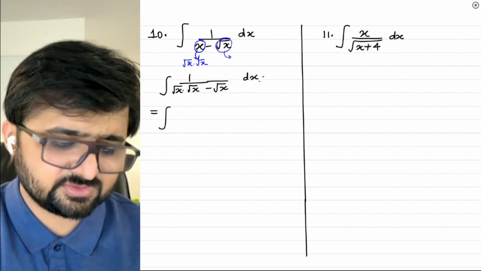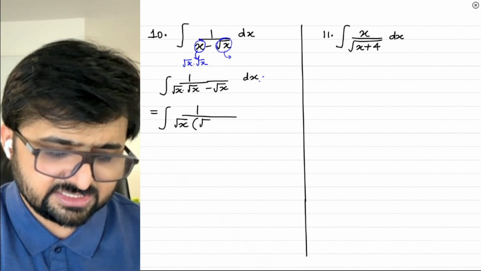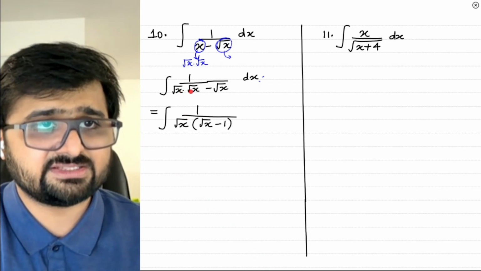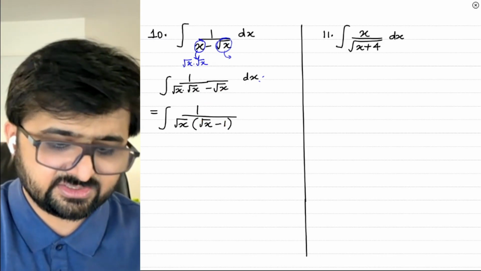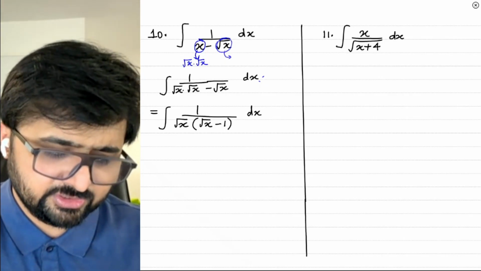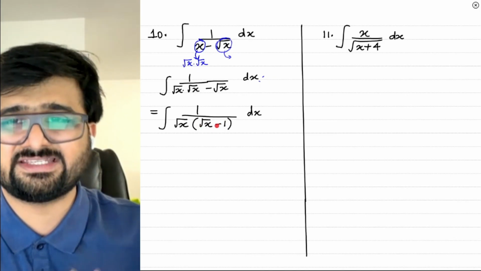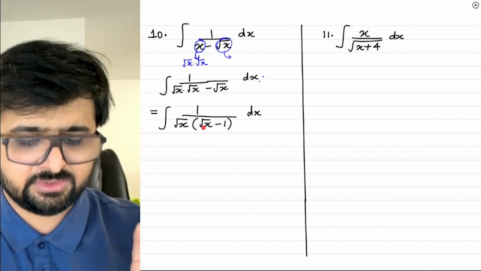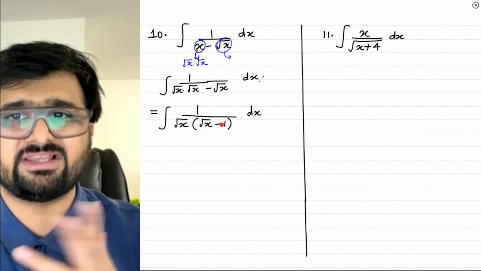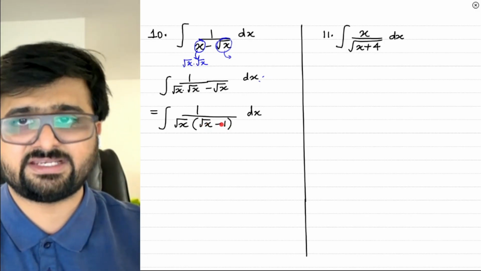Now take square root of x common. So you have 1 upon square root of x times square root of x minus 1. Because you take square root of x common, you have square root of x left in the first term, 1 in the second term, and dx. I hope that makes sense. Now, you can put square root of x as t, or square root of x minus 1 as t, it doesn't matter either way, because the derivative of 1 is anyway 0.